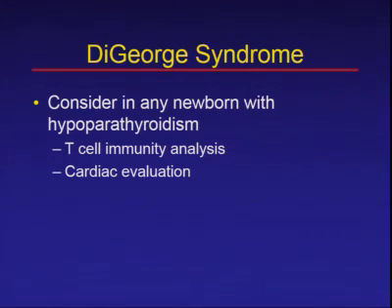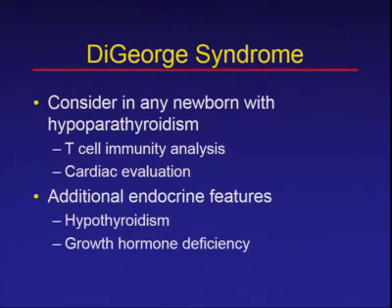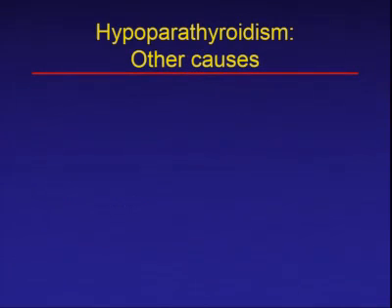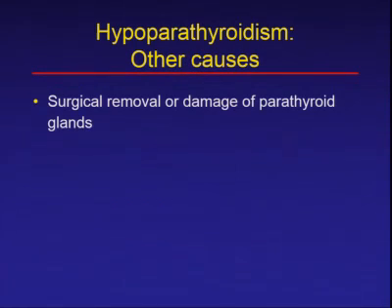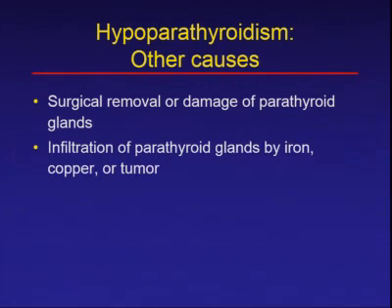This evaluation would be a T-cell immunity analysis because, once again, of the thymic aplasia, and a cardiac evaluation, an echo to look for cardiac structural defects. There are associated endocrinopathies, including hypothyroidism and growth hormone deficiency. Other causes, certainly you could have surgical damage or removal of the parathyroid gland, not very often, but potentially with thyroid surgery, you can injure the parathyroid glands incidentally.